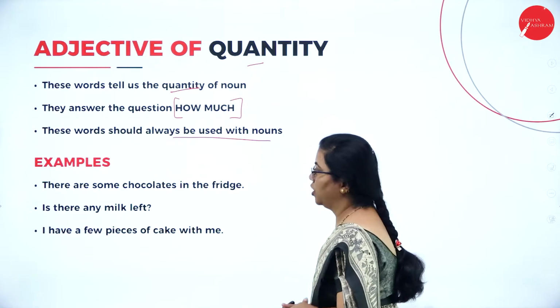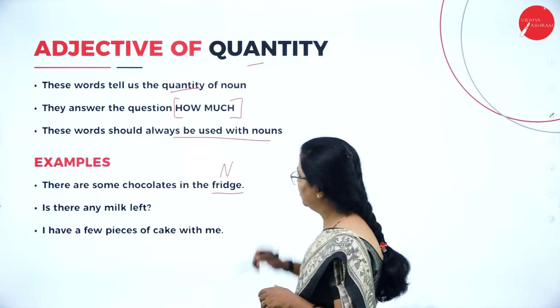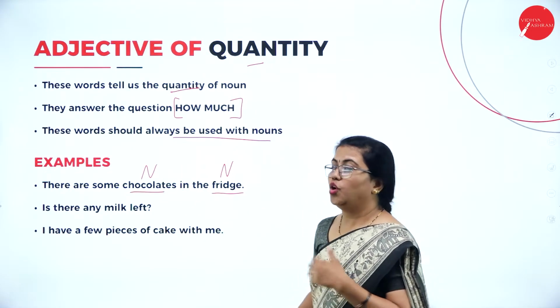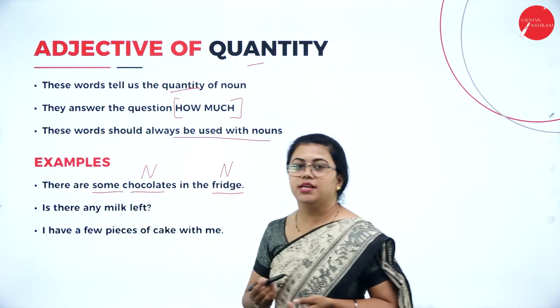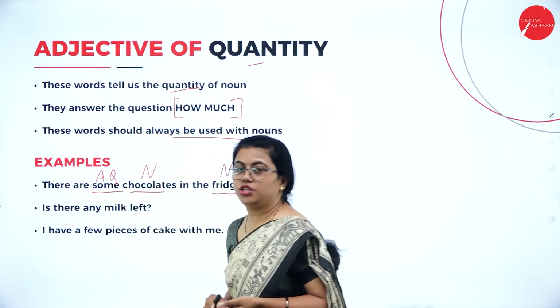There are some chocolates in the fridge. So which are the nouns in this sentence? You have fridge as a noun and chocolate as a noun in this sentence. So how much chocolate is left? There are some chocolates that are left. So this is an adjective of quantity.